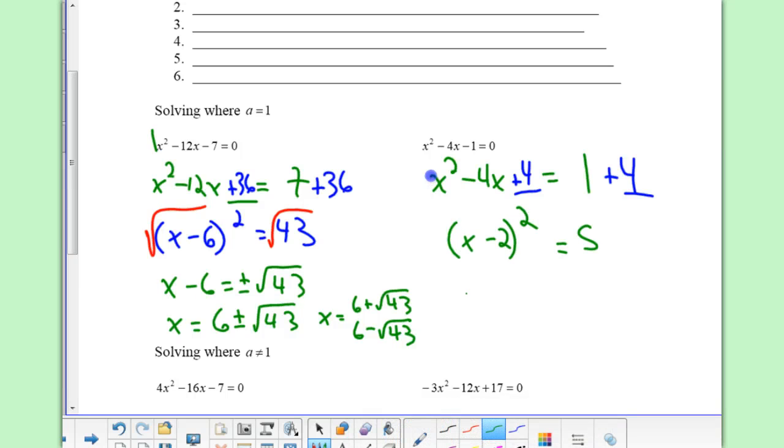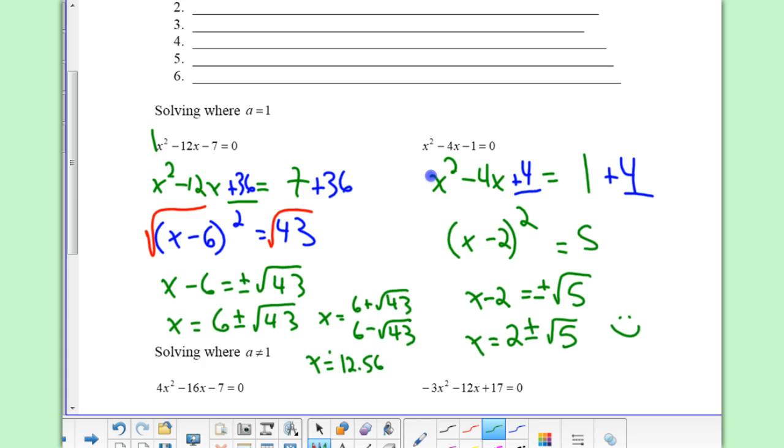I now use the square root property, and x minus 2 is equal to plus or minus square root 5, and that means that x equals 2 plus or minus root 5. Those are my two answers. If we go back to the first one, as an approximate value, my numbers are 12.56 or minus 0.56, okay?